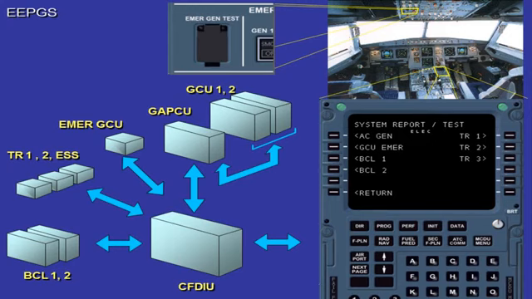In the EEP-GS, the GAPCU is the interface between the GCUs and the CFDIU for test purposes and fault reporting on the MCDUs.